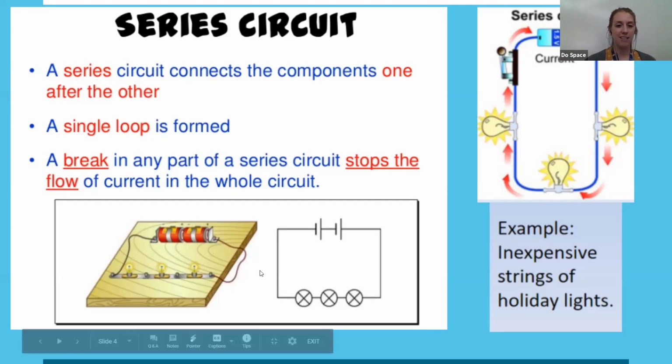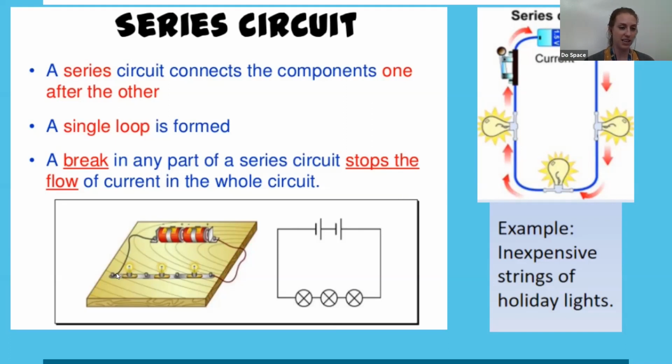You can see an example of what a series circuit looks like. Up here we have our battery. We have our red wire, because in circuits, red usually indicates it's connected to the positive side of our battery. So we have our red wire, and then that's connected to 1, 2, 3 of our little light bulbs.